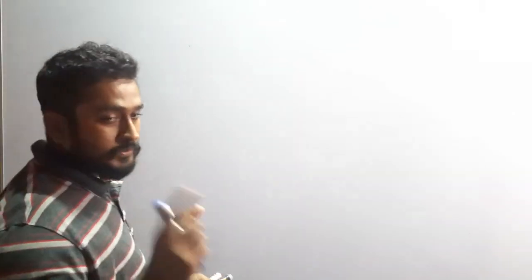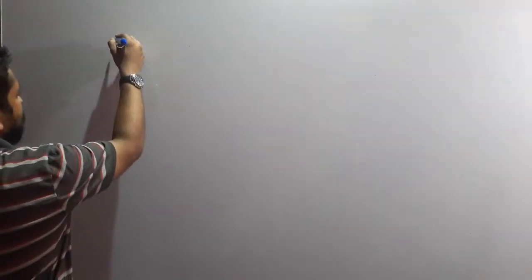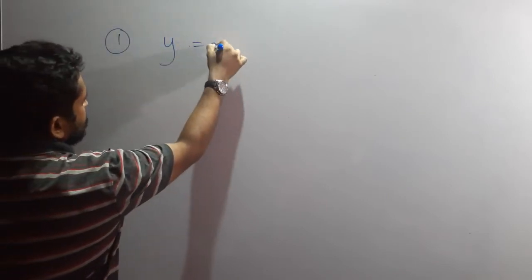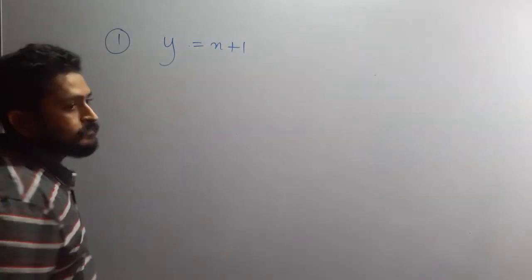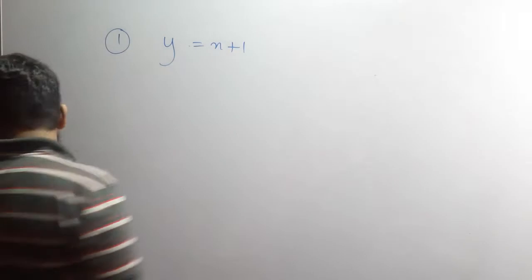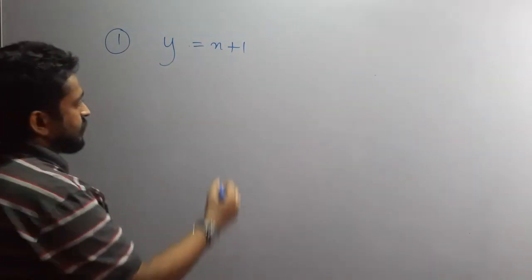Right. Now it is time for sketching straight lines by examples. Now listen to me well, and answer once I ask you questions. The first example we are going to do: y equals x plus 1. So we are going to sketch this. It is all about sketching.